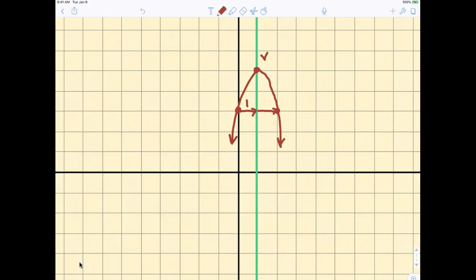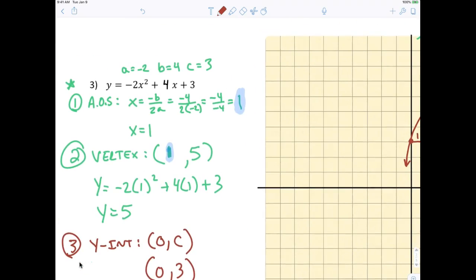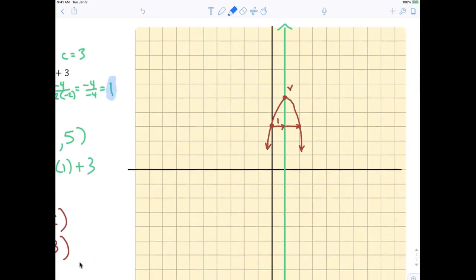Is the reason the parabola goes down because the leading coefficient is negative? That is exactly correct. For those of you who want more information, if the leading coefficient is negative, it will open down. If the leading coefficient is positive, it will open up. Now, I don't really tell that to kids because I think it's obvious after you graph it a little bit.